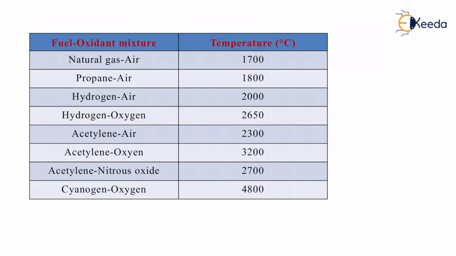Next we have acetylene with nitrous oxide. Again we have kept acetylene, the fuel, as it is, but instead of air or oxygen, over here we have used nitrous oxide, and this nitrous oxide burns at 2700 degrees Celsius. Finally, we have cyanogen and oxygen. Cyanogen and oxygen together give us 4800 degrees Celsius, which is a good amount of heat produced.